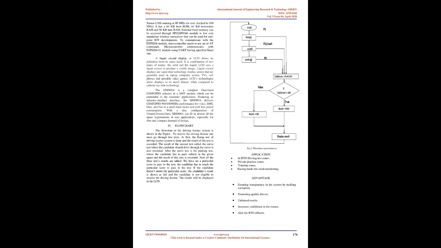External flash memory can be accessed through SPI. The ESP8266 module is a low-cost standalone wireless transceiver that can be used for endpoint IoT developments. To communicate with the ESP8266 module, the microcontroller needs to use a set of AT commands. The microcontroller communicates with the ESP8266-01 module using UART having a specified baud rate.